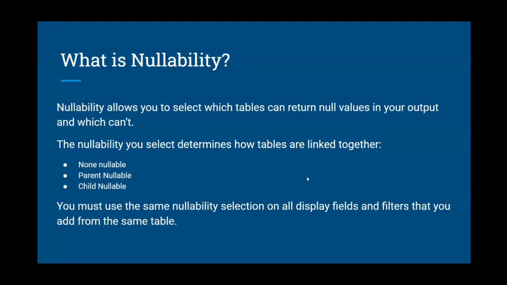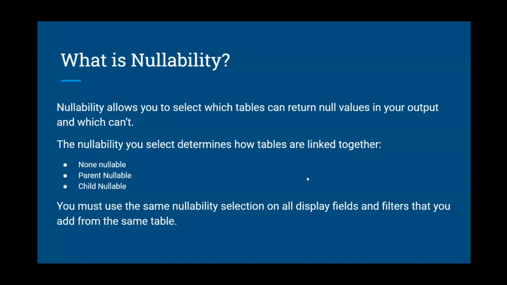If I were to run a list of transactions that checked out on a certain date, many of those that were returned would come back with a null value for when they finished. I could use nullability to remove those items. Now, in that particular report, there are easier ways to do that, but that's a fairly easy example to wrap your head around. Basically, the nullability that you select determines how tables are linked together.